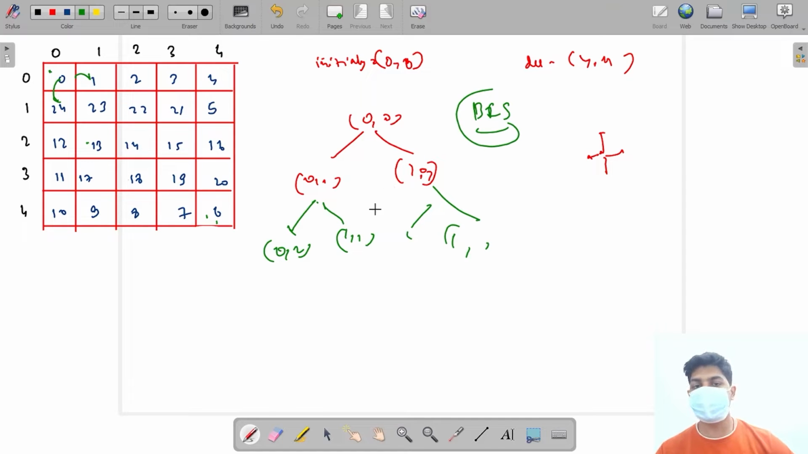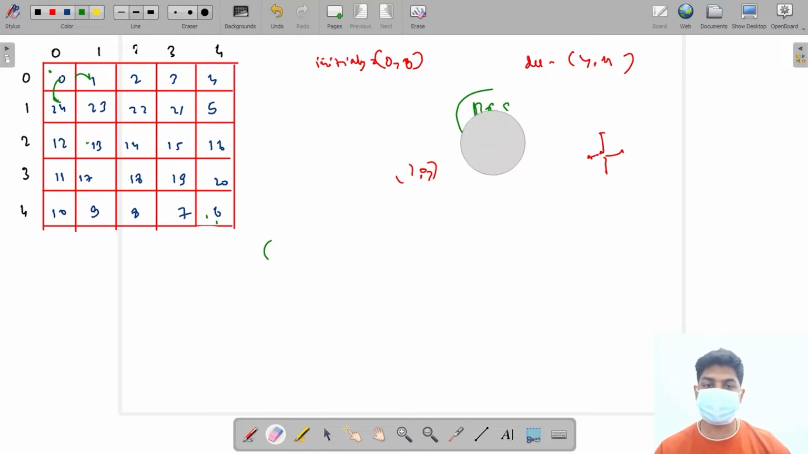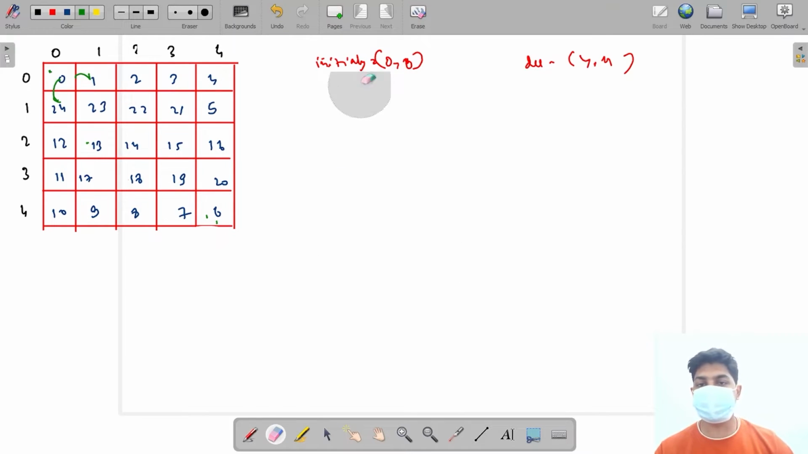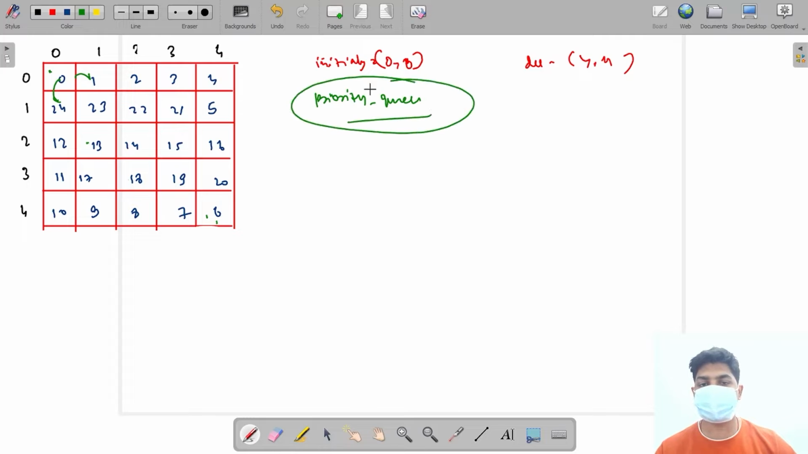We will be applying BFS for solving this problem, but not exactly BFS. In BFS what we use is a queue, but here we will be using a priority queue. Intentionally we are using a priority queue. There is a purpose for the priority queue.